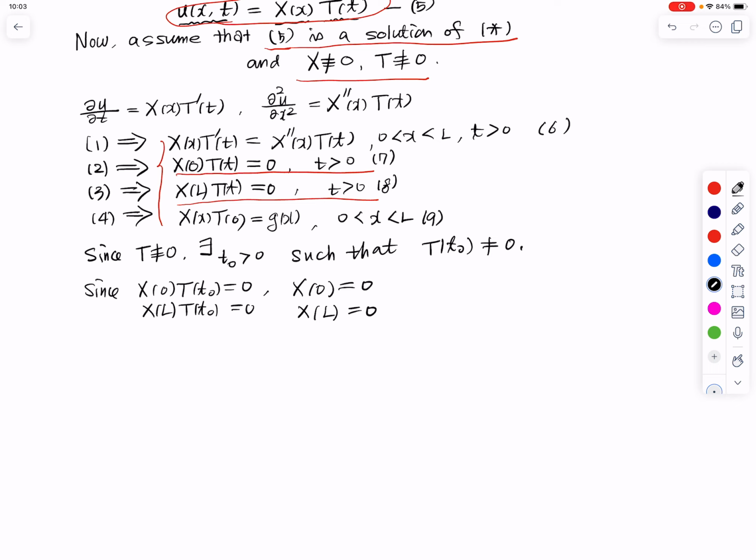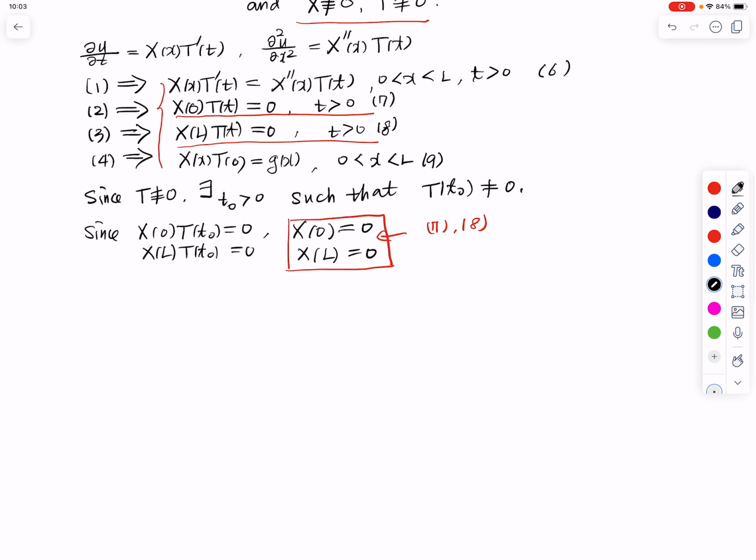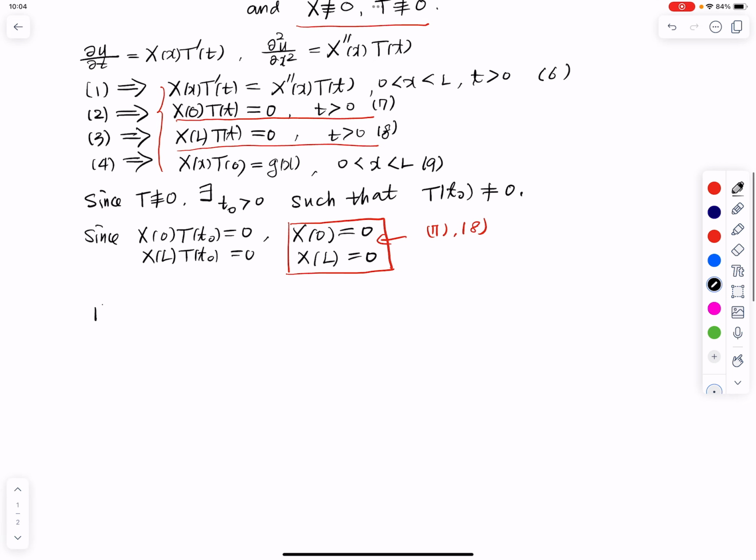So let me make a box here. This is a condition, so this is from 7 and 8. Okay. And then from equation 1, what I'm going to do, so equation 1 prime was, not easy to write down.